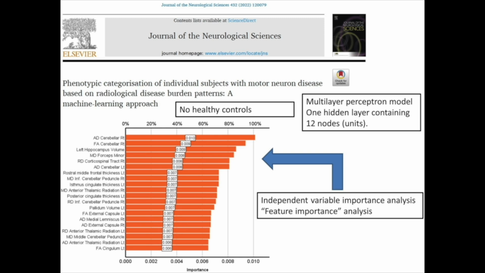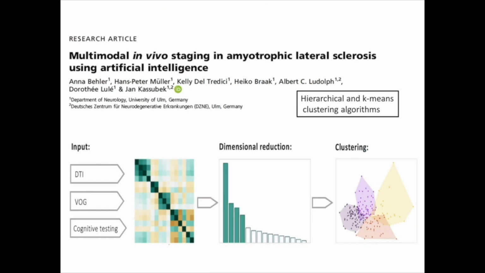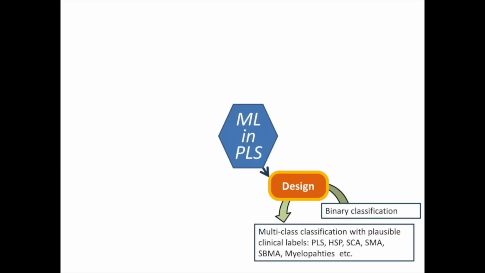It's all the same thing. And that's just sort of more examples of the same. So, talking a little bit about machine learning in PLS. I mentioned that we need to move away from binary classification. It's just not relevant in practical terms.